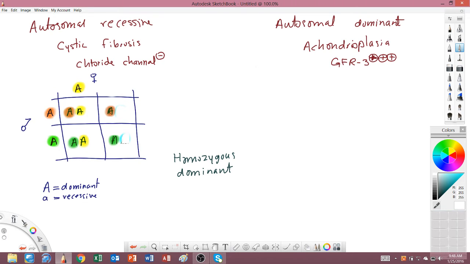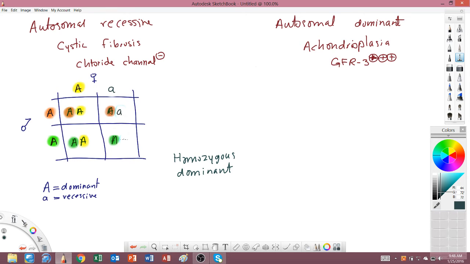Let's switch now. Mom has one copy of the diseased allele, so mom is a carrier. Dad is not a carrier in this case. Dad is homozygous dominant. Mom is heterozygous. She has one normal copy, one abnormal copy. Make sense? What is the likelihood of her children having the disease? 0%. But half will be carriers. Good.